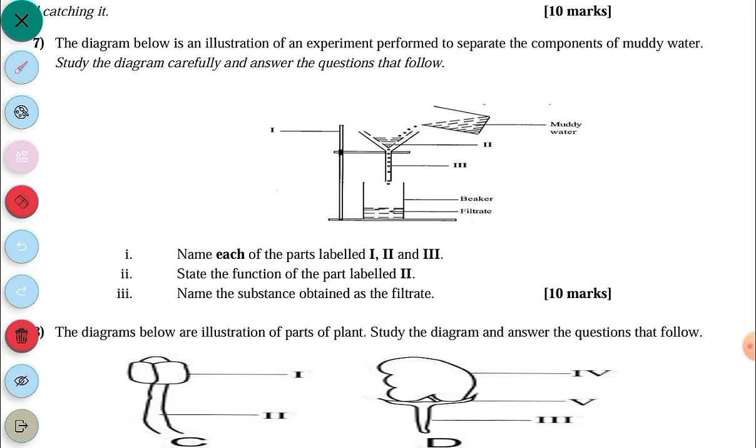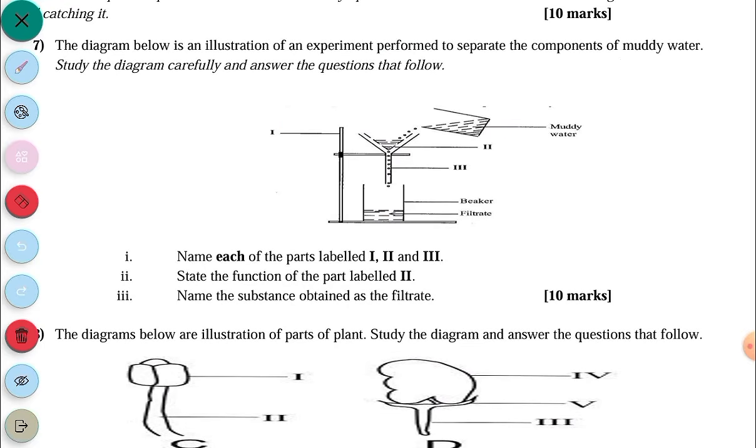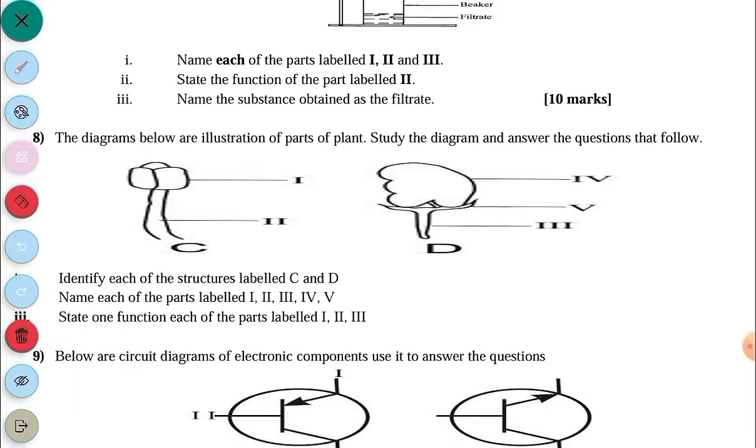Then name the substance obtained as filtrate. So the substance that is obtained as a filtrate is clear water. So we move on to question 8.